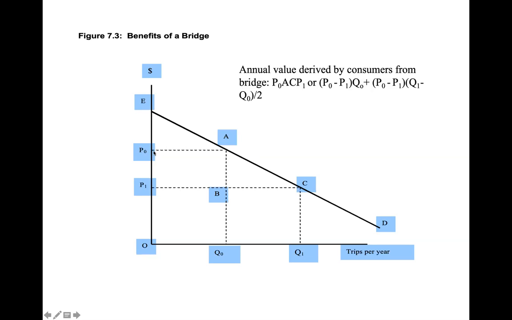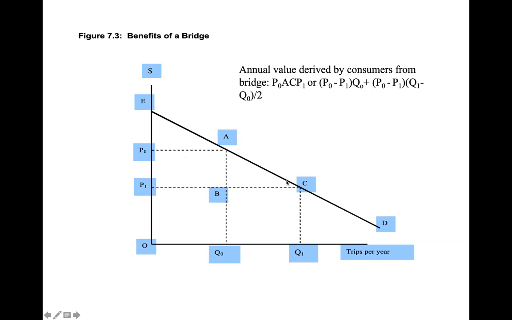P0ACP is the total area, which is difficult to figure out. So we break it up into two pieces. First, there's the area of this rectangle. So the area of this rectangle is the height, which is P0 minus P1, and the length, which is Q, right? The length here is Q. So it's P0 minus P1, the height, times the length, which is Q. So that's the area of this rectangle right here.